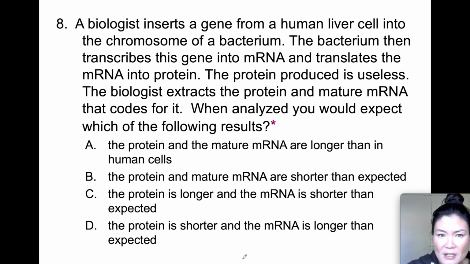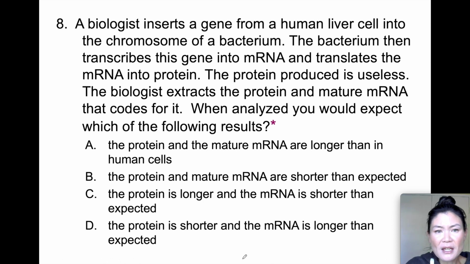A biologist inserts a gene from a human liver cell into the chromosome of a bacterium. The bacterium then transcribes this gene into mRNA and translates the mRNA into protein. The protein produced is useless. The biologist extracts the protein and mature mRNA that codes for it. When analyzed, you would expect which of the following results?